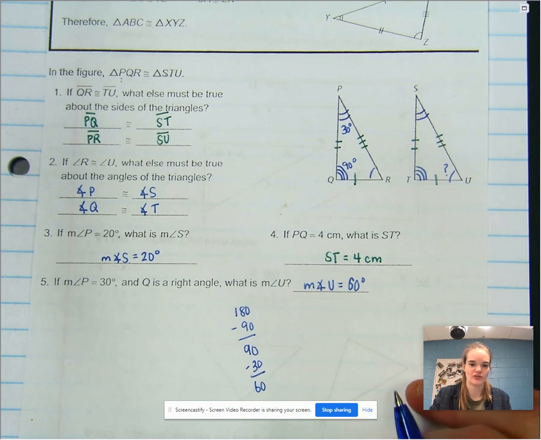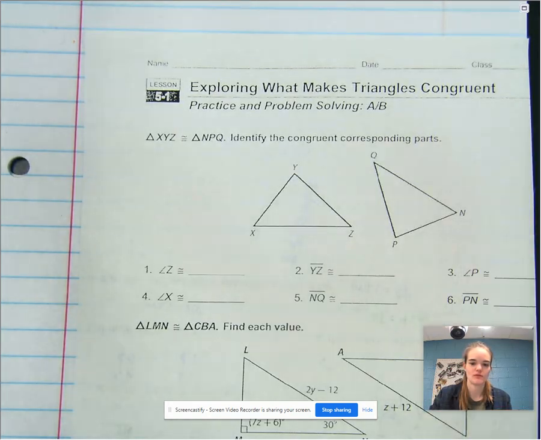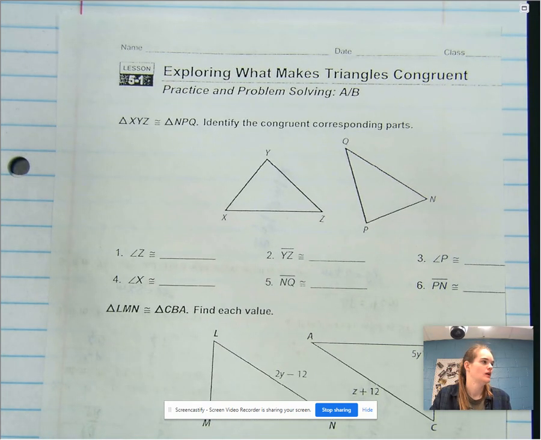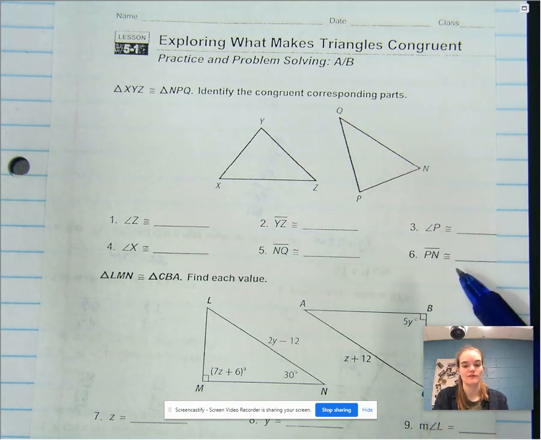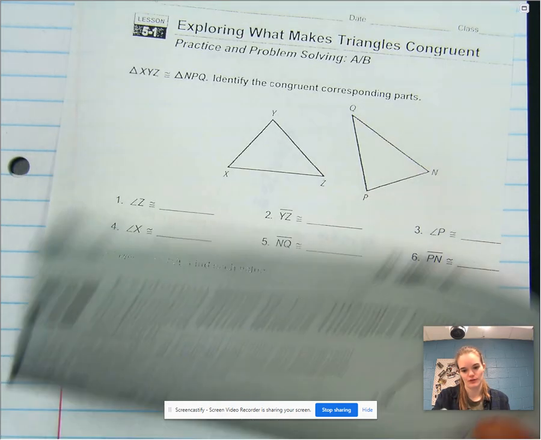All right, let's talk about the other side. All right, so we're identifying congruent parts. Like I said, we kind of have done this before. So number 1 through 6, I want you to pause the video and fill in those blanks and label the triangle.